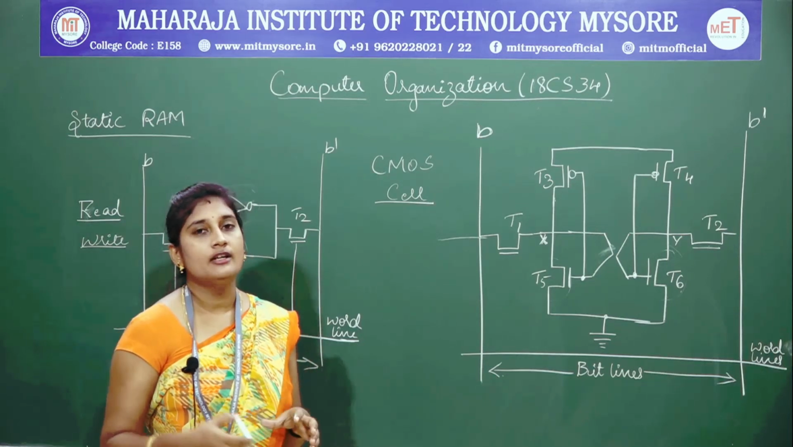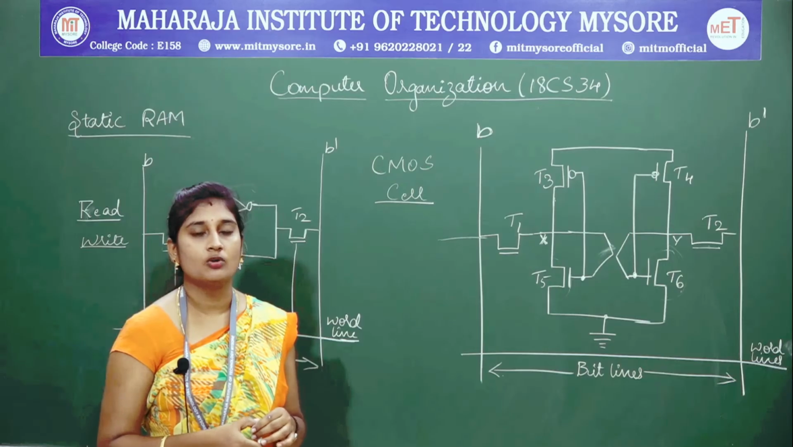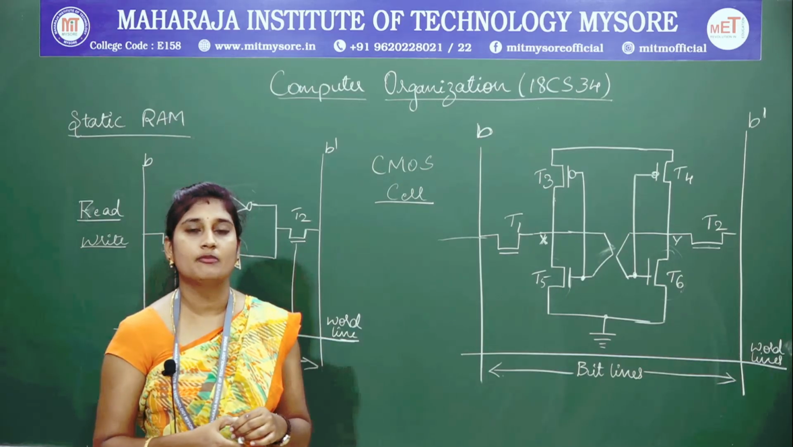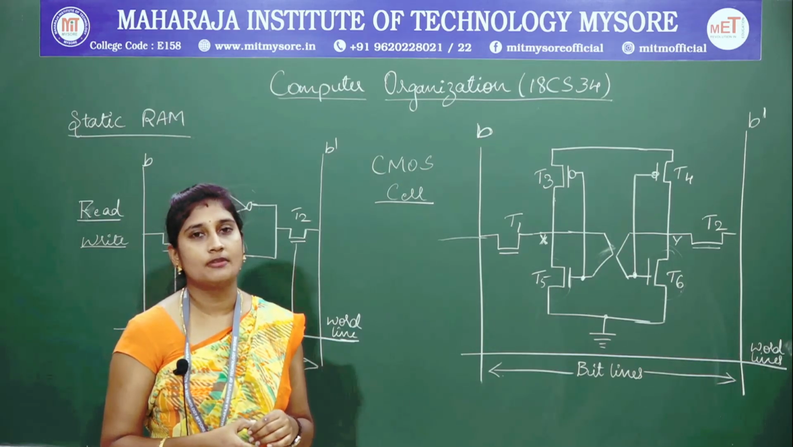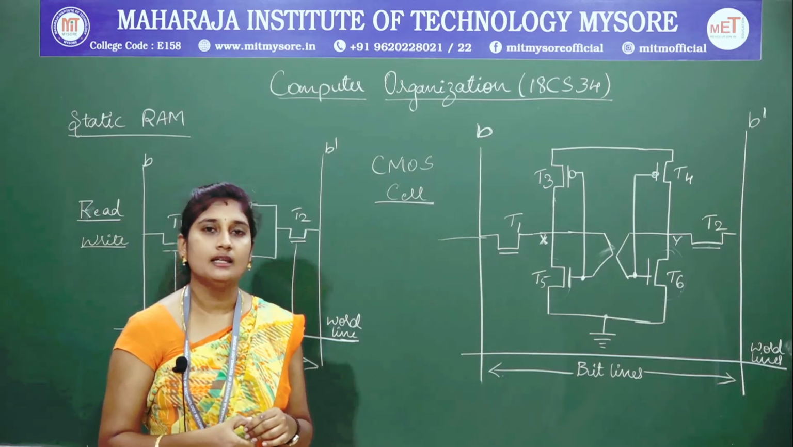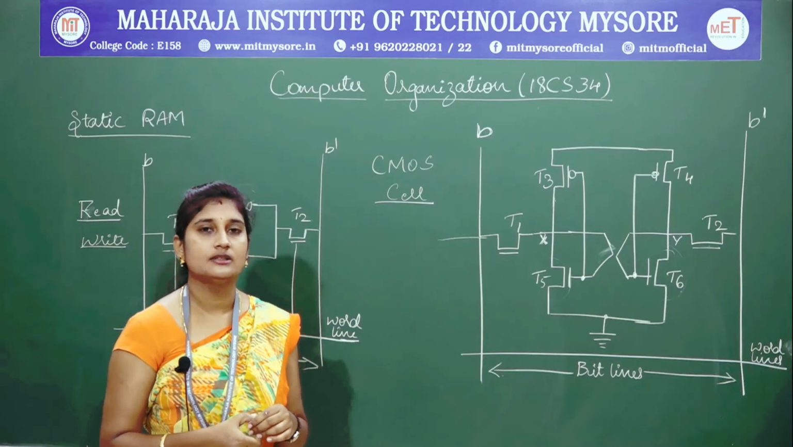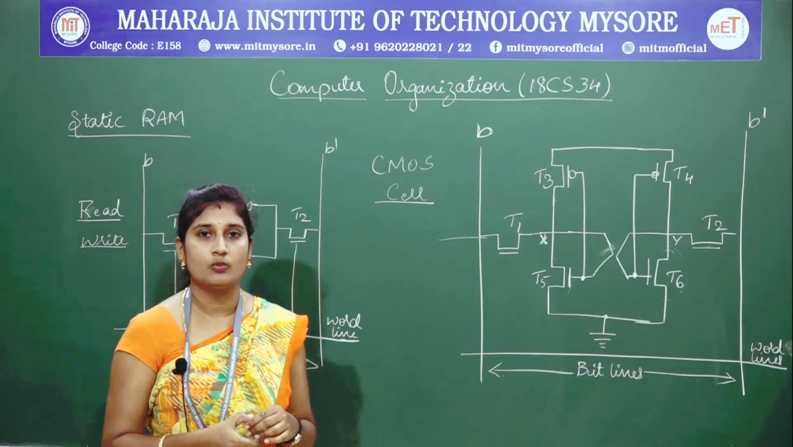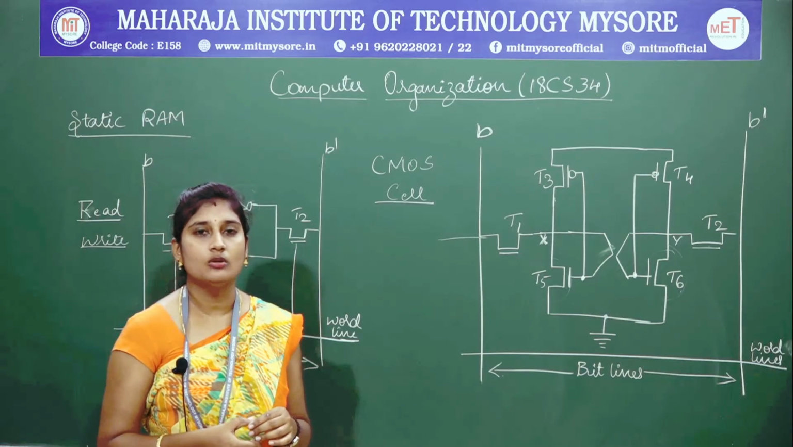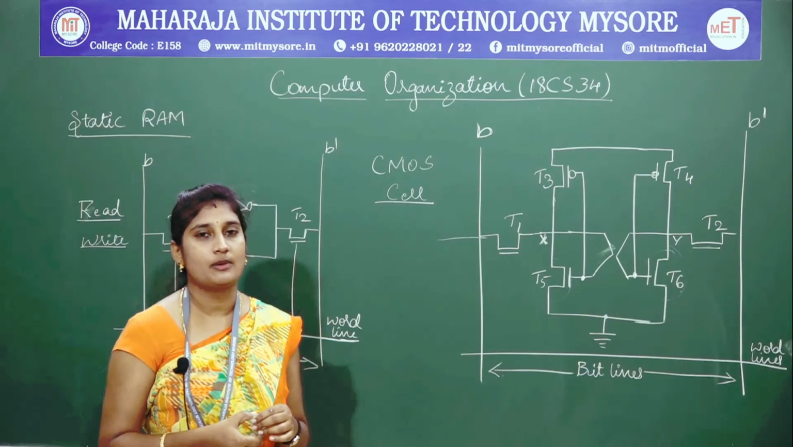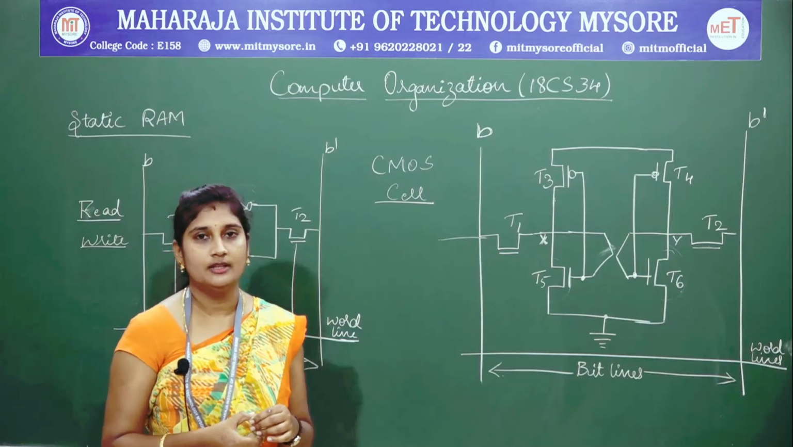So this is one of the major disadvantages you will face in your static RAM cell. So you can move on to the next variation of RAM cell, which is called dynamic RAM cell, that is dynamic random access memory. So let's look at how dynamic random access memory works.